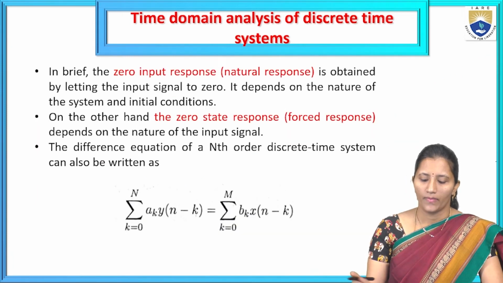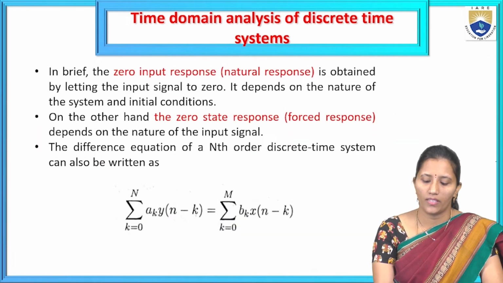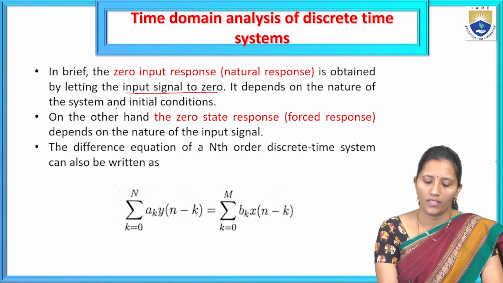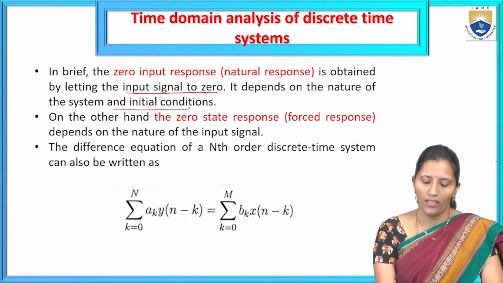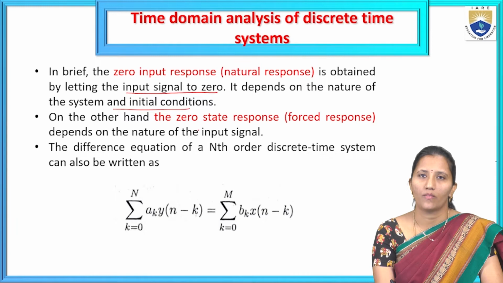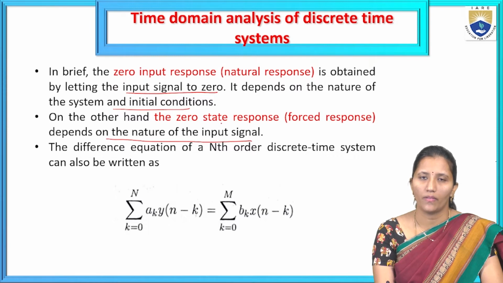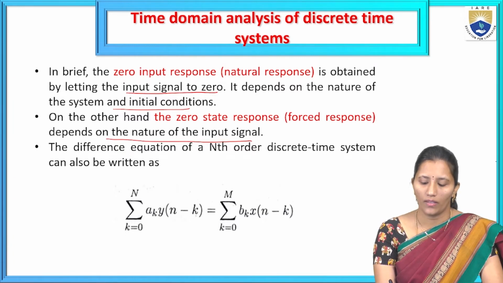Here, in brief, if we discuss, 0 input response is obtained by letting the input signal be 0. It depends on the nature of the system and initial conditions. On the other hand, the 0 state response depends on the nature of the input signal. So in 0 state response, we have to make the initial condition 0. So it depends on the nature of the input signal, whether the input signal is an impulse signal, unit step signal, whatever the signal, it depends on the nature of this signal.